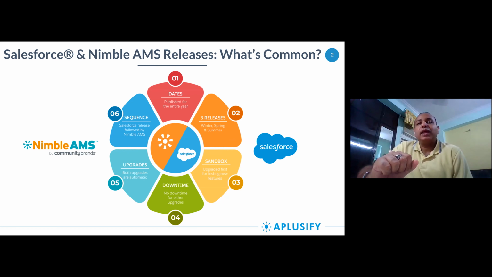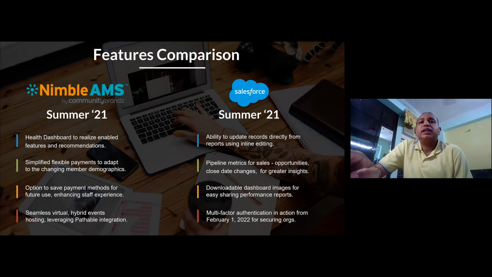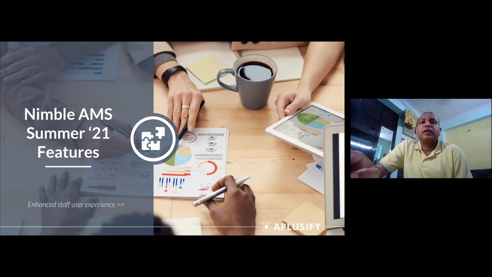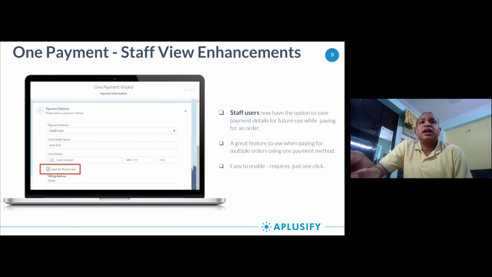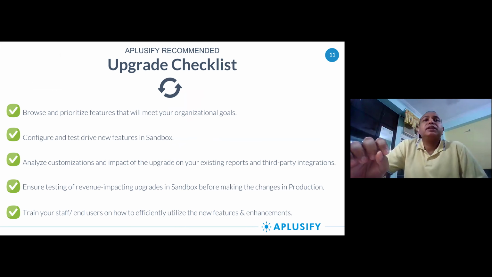I like it in that fashion because everyone is on the same version. You don't need to worry about the version. It's automatic. If it is Summer 21, you are on Summer 21. If it is Spring 22, you'll be on Spring 22. You don't need to worry about the upgrades. The only thing you need to worry about is the checklist and the testing that we talked about. This is very important, the checklist that we have for upgrades.